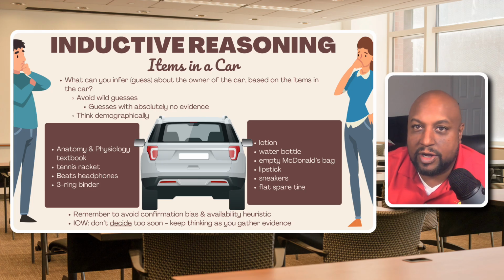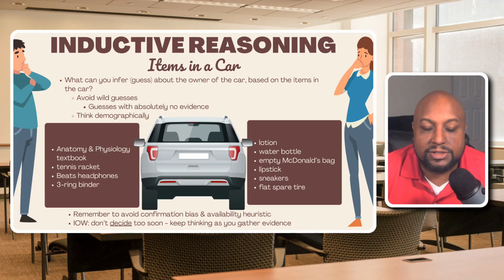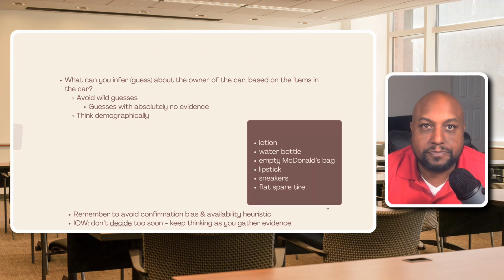The second bias you want to try to avoid is availability heuristic. That's just the usage of the most obvious information, the information that's right in front of your face. In this case, we're not going to do a ton of digging, so there's not a lot more information we can gather, but it's just something to keep in mind as you're thinking. In other words, don't decide too soon, right? Just keep gathering evidence, or keep thinking as you continue to gather evidence.